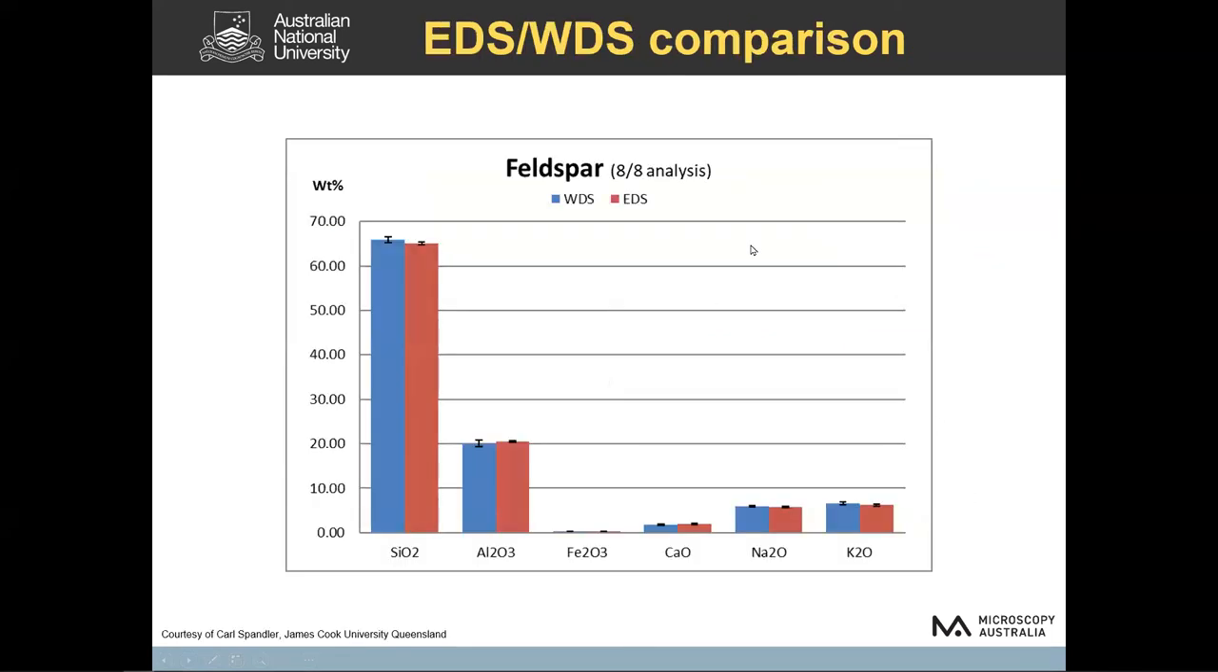Now, some of you may be aware of electron microprobe techniques, and with a carefully calibrated EDS system, we can actually get results which are comparable to what you might get in a microprobe for minor and major elements. This is some analysis that was done on a geological material, feldspar, with 8 analyses on EDS and 8 analyses on WDS. As you can see, for most of the analysis, the EDS analyses are within error of the WDS results.